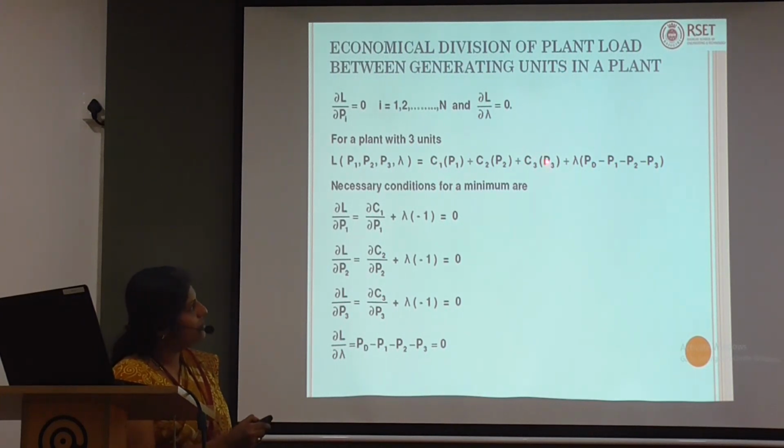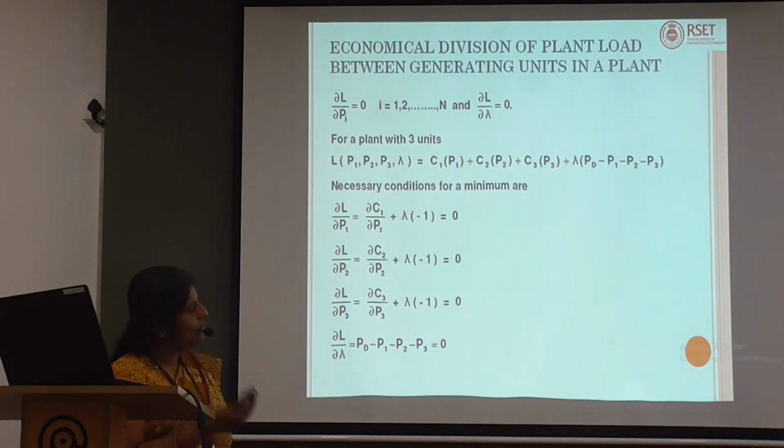So when I differentiate this entire equation with respect to lambda, I will have lambda 1. When I am differentiating with respect to lambda, the whole term will come. So we have PD minus P1 minus P2 minus P3 equal to 0. So this is for a 3 unit system, and we will have all these 3 conditions. All will be the same.